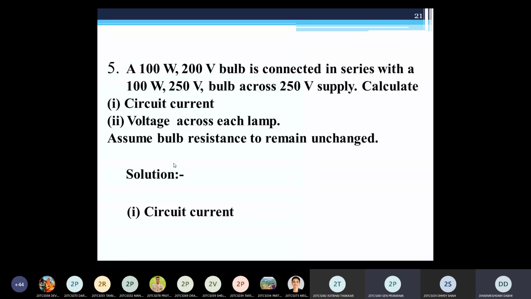As current flows, we know the temperature of the wire will increase, so that may affect the resistance of this bulb. But here we assume there is no change in the value of resistance in any condition. So for this condition, you calculate these two values: circuit current and voltage across each lamp.